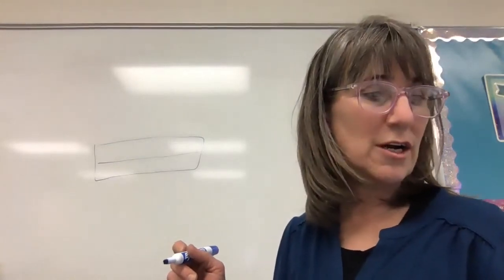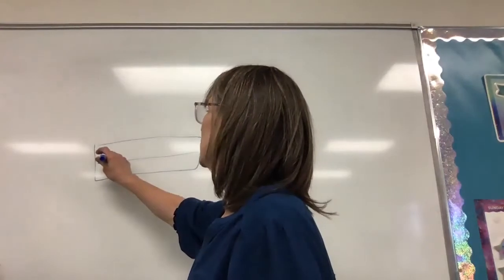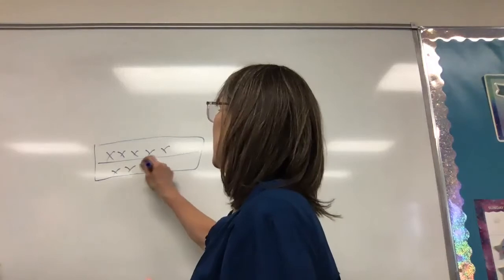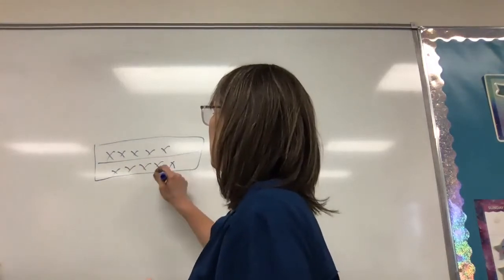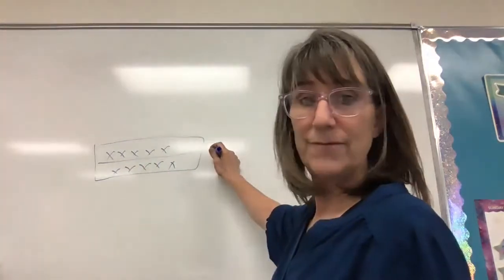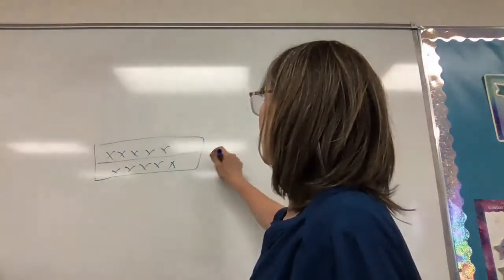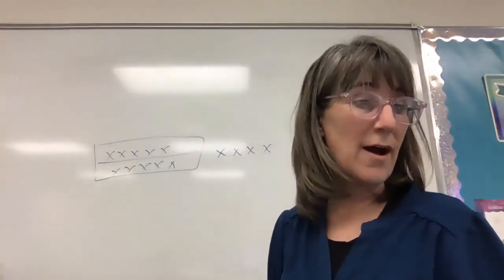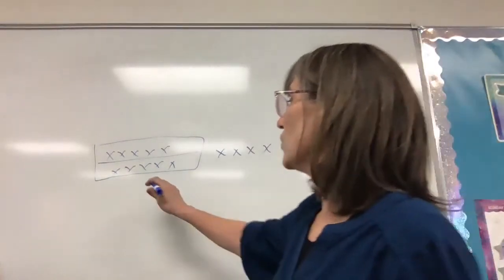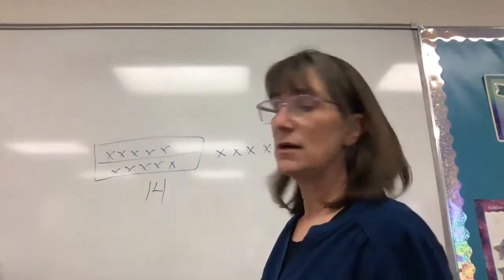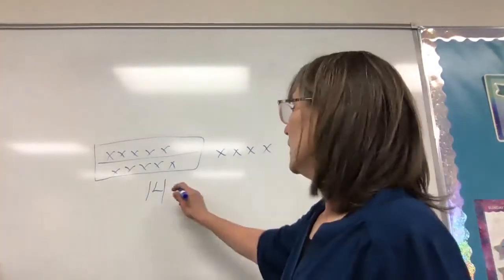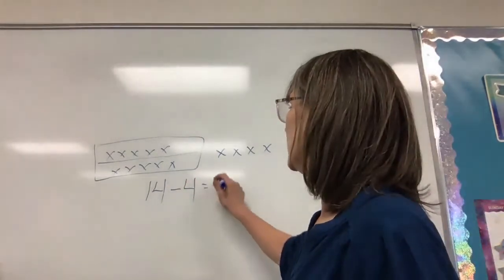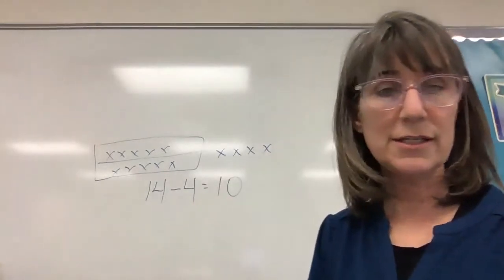Now, if he had 14 cars, he could put 1, 2, 3, 4, 5, 6, 7, 8, 9, 10. That's 10 that would fit in there, then 11, 12, 13, 14. So we know that 4 did not fit in there, right? We could do an equation like this. He had 14 altogether. He had 4 left over, so he knows that he had 10 cars in his car carrier.